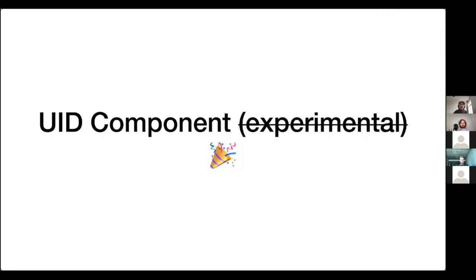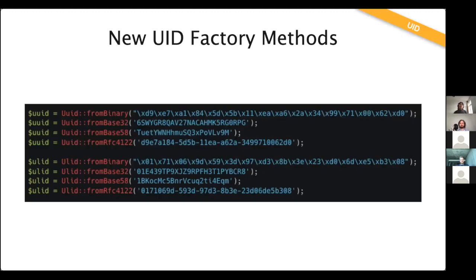And moving on to the UID component, which as of 5.3 is no longer experimental, which means that we can expect the API to be more stable going forward. And to that end, there are a number of new things to show. First of all, the factory methods that we have. If you already have a UID that is in some kind of representation, then you can instantiate an object using that as well.